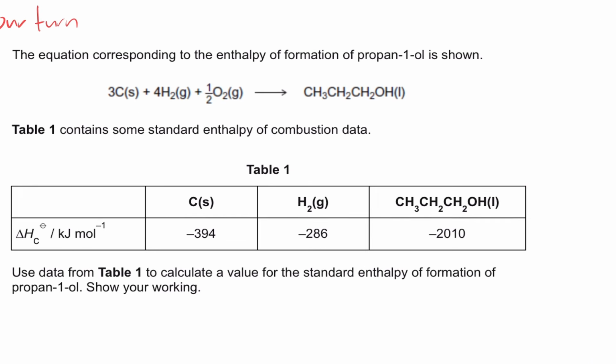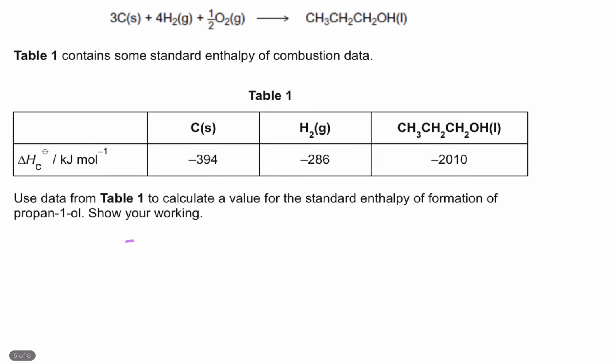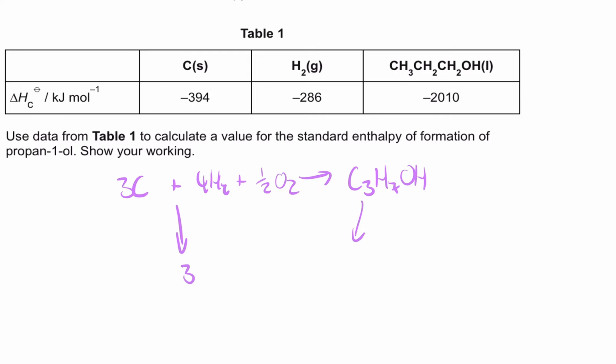So, standard combustion style question. Let's start off by copying our equation. It's got 3C plus 4H2 plus half O2 makes C3H7OH. And again, we've got combustion. So it's going to be burnt to make our carbon dioxide. So 3CO2 plus 4H2O. Don't worry about the oxygens here. Now we've got our values.